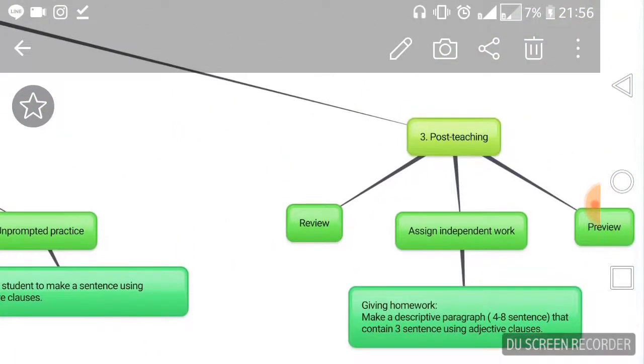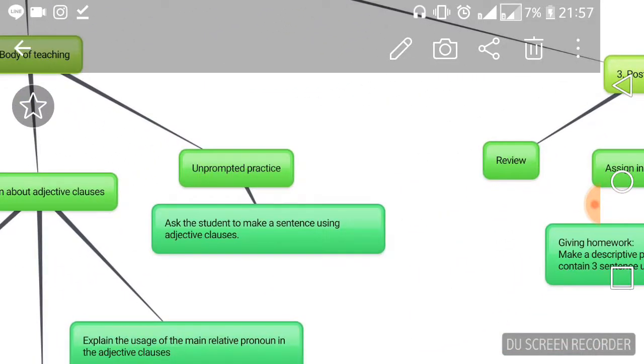And the last is about review. Yes, today we already learned about adjective clauses. Adjective clauses is simply a group of words with a subject and verb that provide a description and modify a noun. And we learn about the main relative pronouns that consist of who, whom, which, and that.